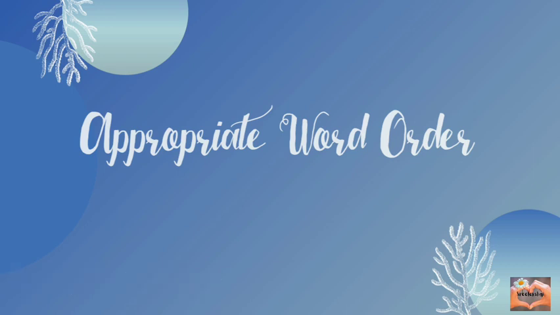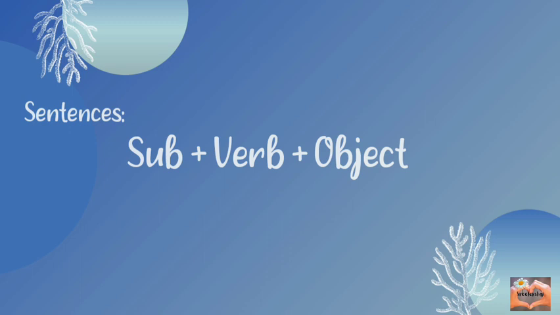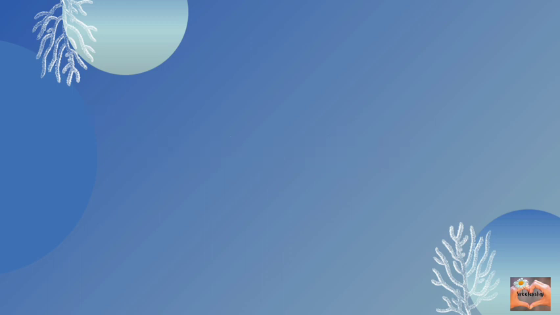Correct word order is very, very important while we write and speak. In order to get a proper meaning and sense, words should be in a proper order. In a sentence, the standard word order is subject plus verb plus object. Subject comes first, then verb, and at last object. So that's the most common word order.